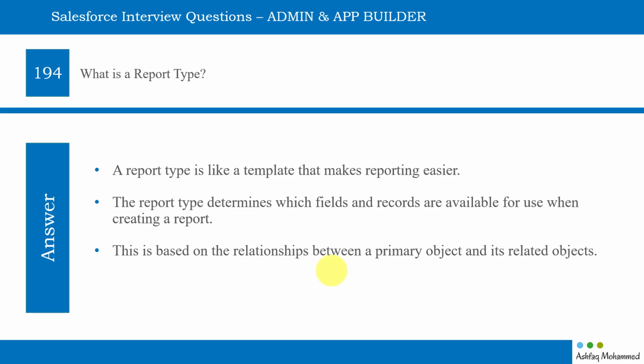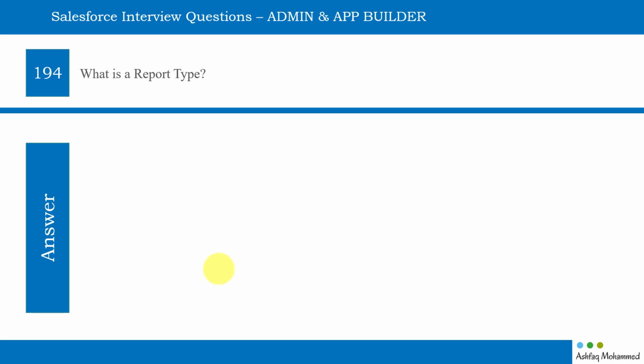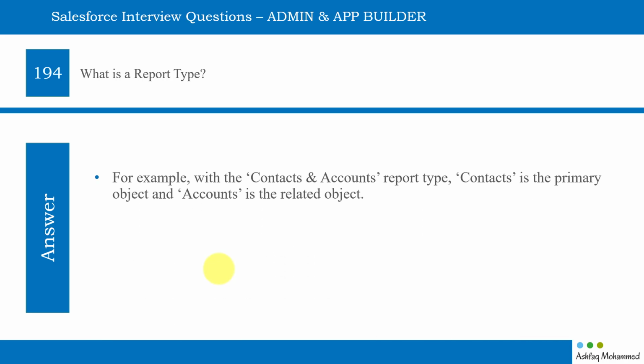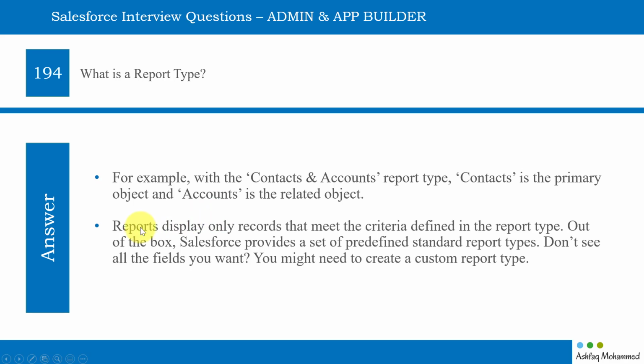If you have already worked on a report builder, left hand side you will see all the fields, right? How do you get those fields? Because of that report type only. Whatever report type you select before creating the report is what will be displayed at the left hand side of the report builder. Okay. For example, with a contact and account report type, contact is the primary object and account is the related object. Okay, we can create this combination.